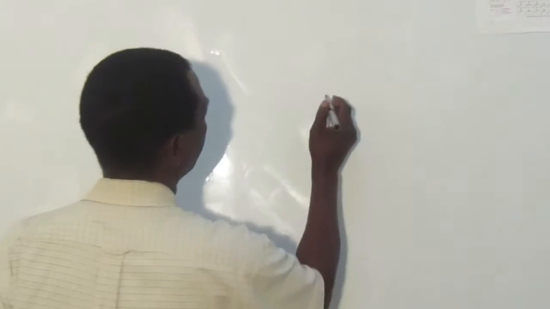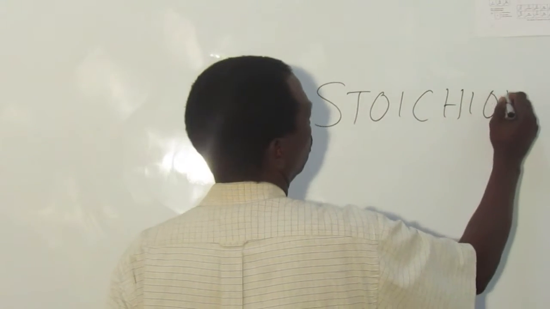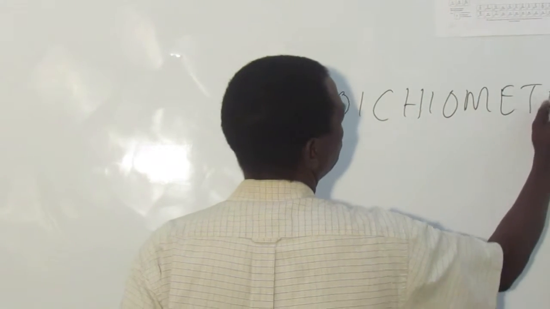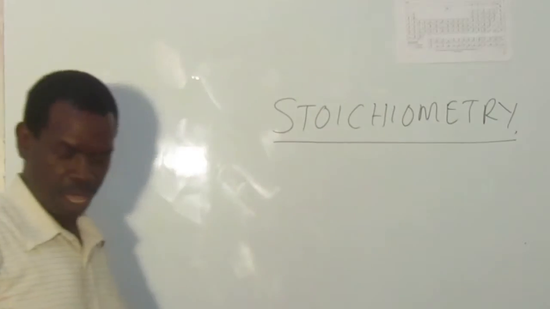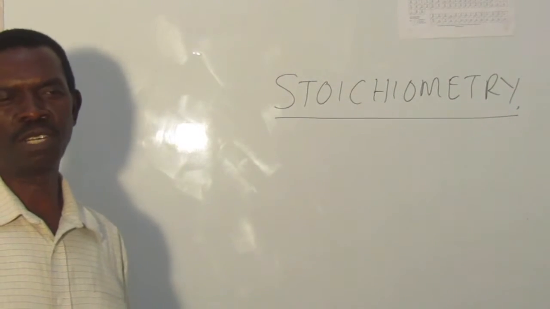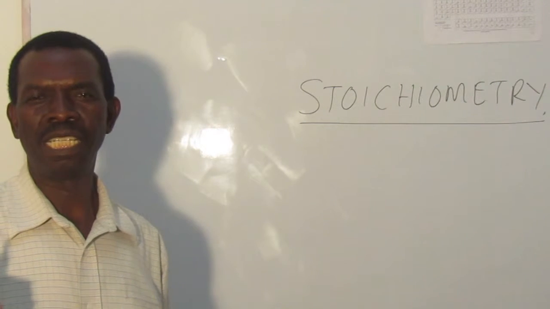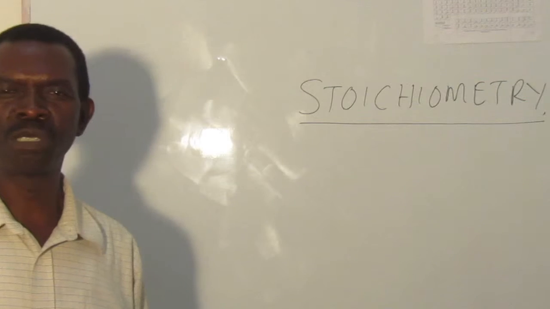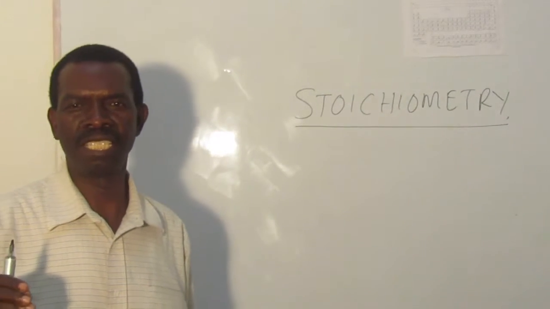Welcome to Unit 2, Introductory Chemistry on Stoichiometry. The word stoichiometry, you can pronounce it in any way you want, but what is important is what does stoichiometry talk about? In simple terms, stoichiometry simply means the calculations that are involved in chemistry.